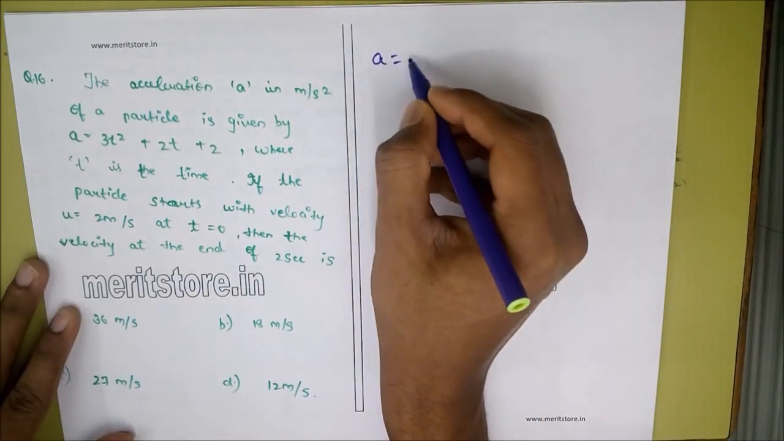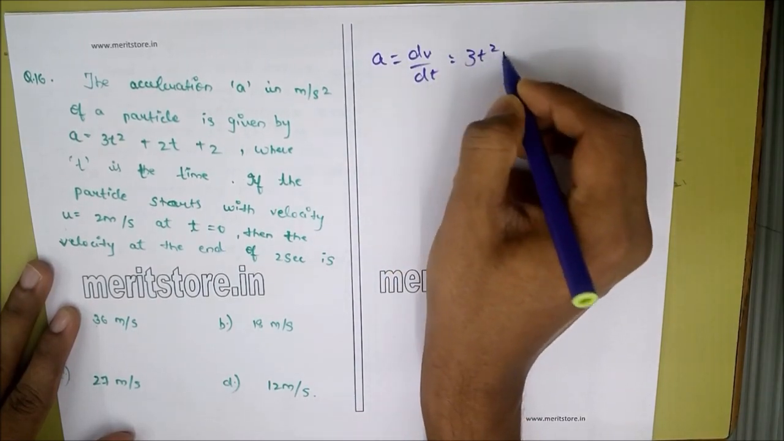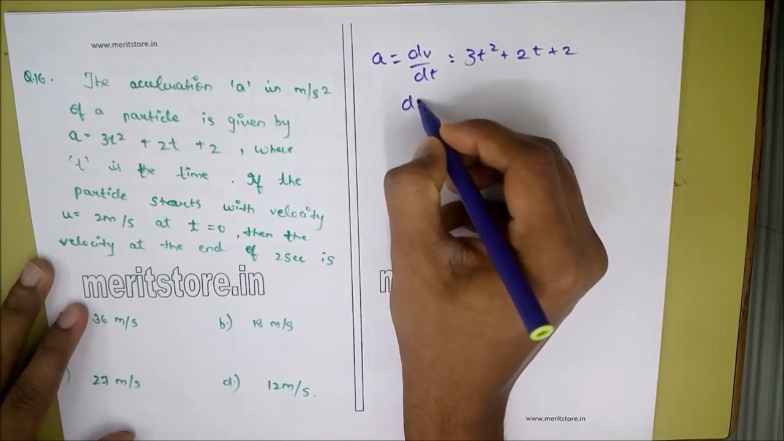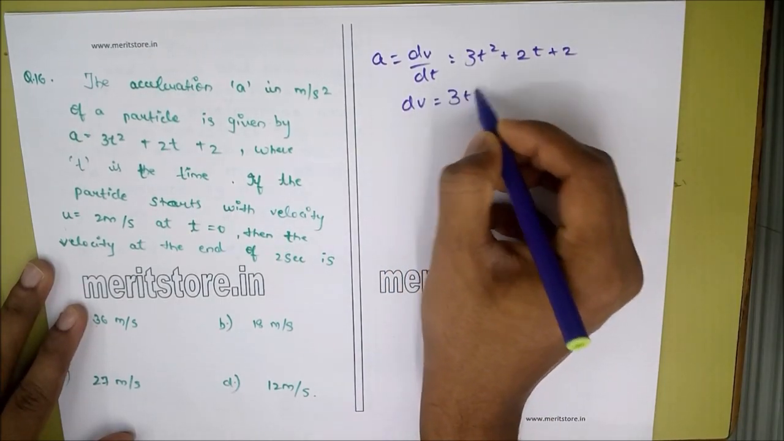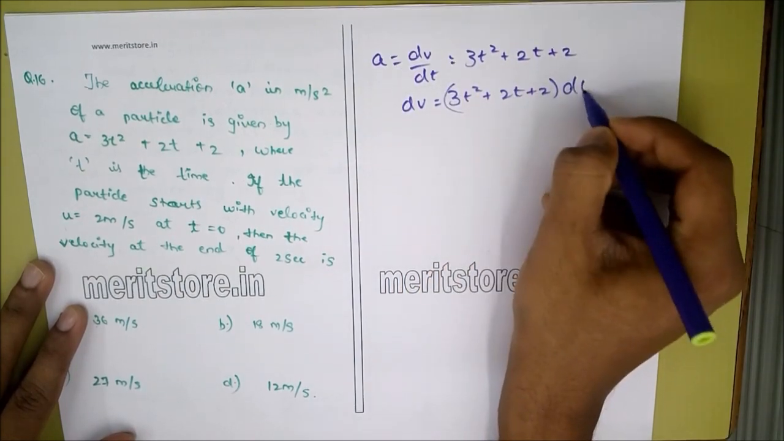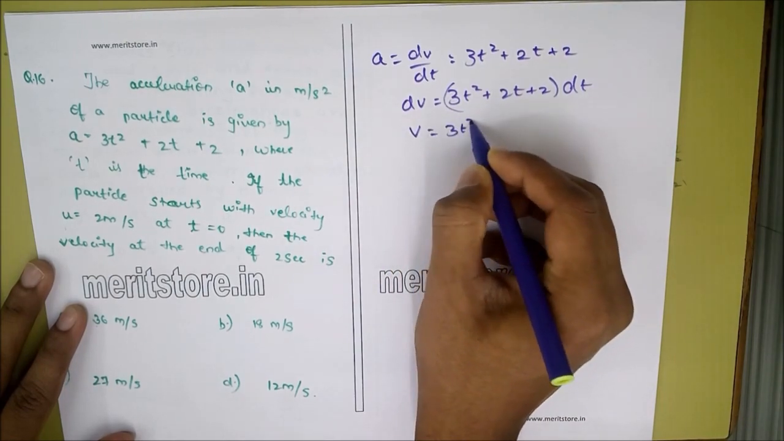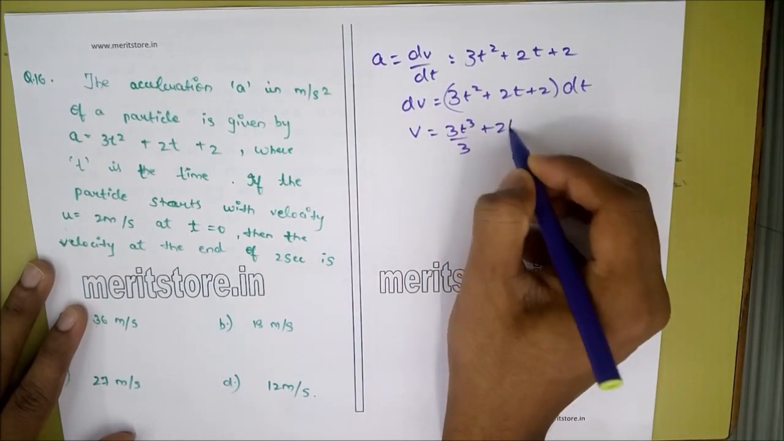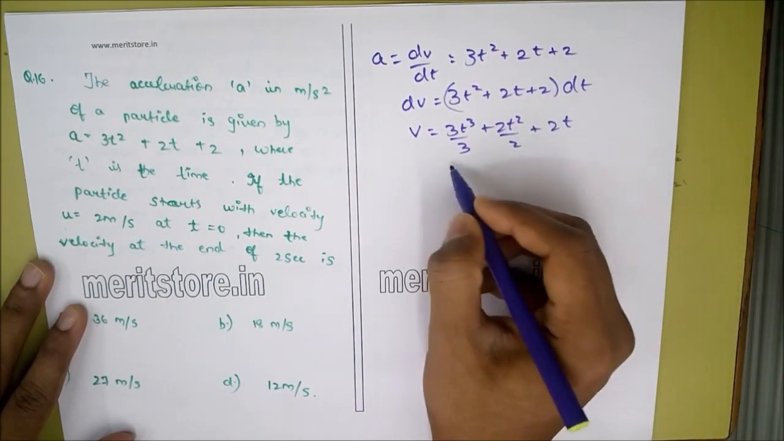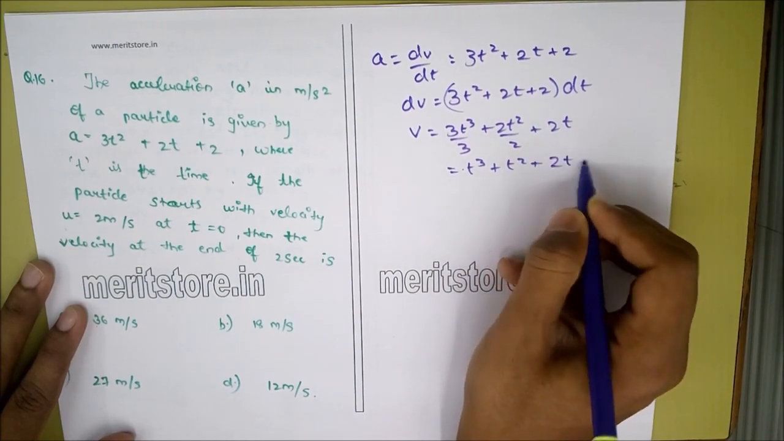So the acceleration, which is given as dv by dt, is 3t square plus 2t plus 2. So dv can be written as (3t square plus 2t plus 2) times dt. So integrating this, we get v equals 3t cube by 3 plus 2t square by 2 plus 2t, which is t cube plus t square plus 2 times t.